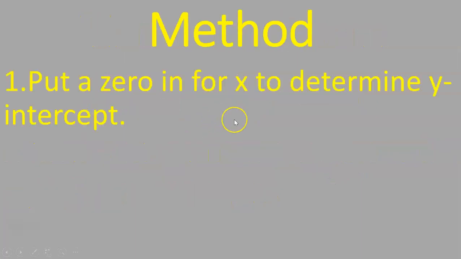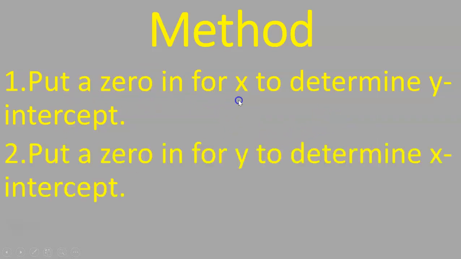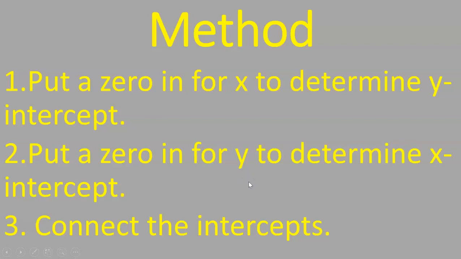So we're not going to worry about the slope here. Instead, we're going to worry about our two intercepts. Now, to figure out intercepts anytime ever, you just put a 0 in for the other variable. So if you want the y-intercept, you put a 0 in for x. If you want the x-intercept, you put a 0 in for y. So it's that simple. Then you just connect the intercepts. All you need for a line is 2 points, and you just connect them.